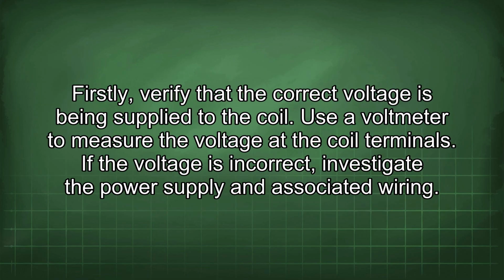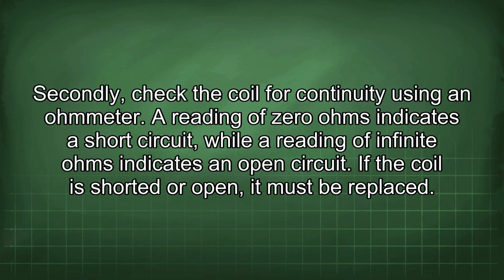Firstly, verify that the correct voltage is being supplied to the coil. Use a voltmeter to measure the voltage at the coil terminals. If the voltage is incorrect, investigate the power supply and associated wiring. Secondly, check the coil for continuity using an ohmmeter. A reading of 0 ohms indicates a short circuit, while a reading of infinite ohms indicates an open circuit. If the coil is shorted or open, it must be replaced.